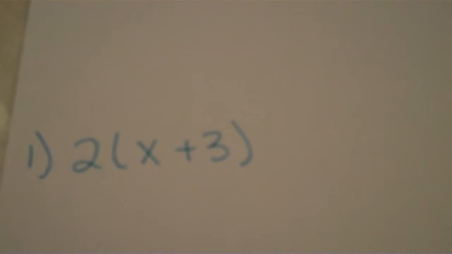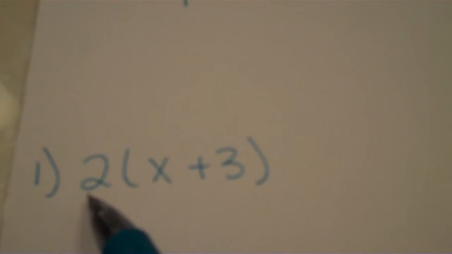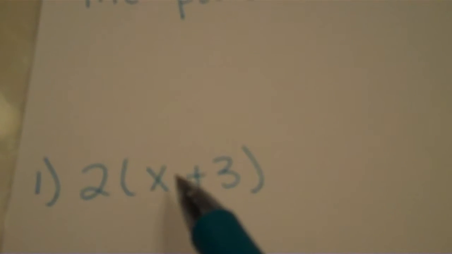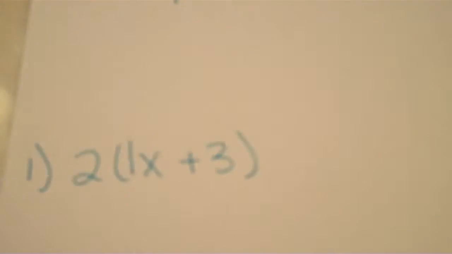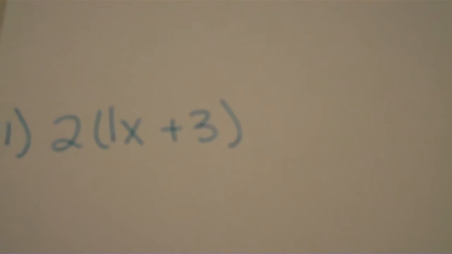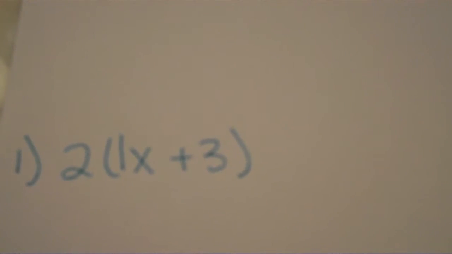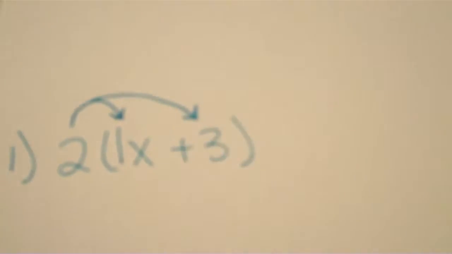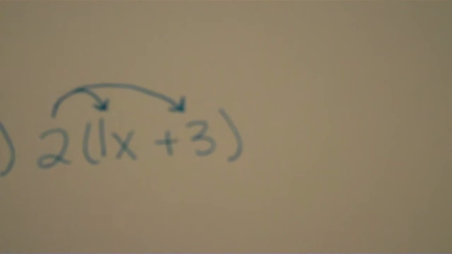First problem is 2 parentheses x plus 3. So my outside number is 2, and then inside I have x plus 3. Now remember from the last video, if there is no number with x, the number is 1. So write that in there. And then I always want you to draw these lines. You're going to multiply the outside number to those inside numbers. It really makes it easy.